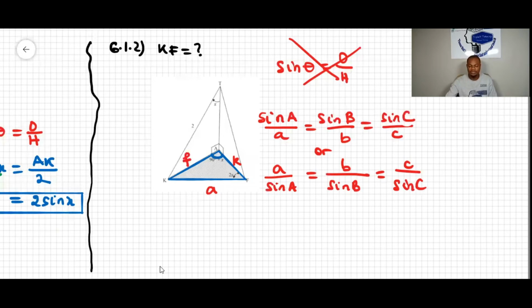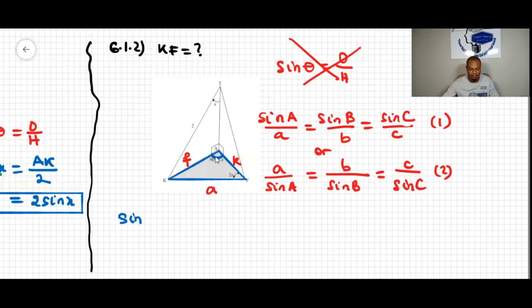Now we can use this or that, the first or the second. It doesn't matter which one we use. So if I go for the first one, for instance, I'm going to write, I'm looking for KF. KF is like A here. I'm going to say sine of the angle. The angle is here, where opposite the side KF is 90 degrees plus X.